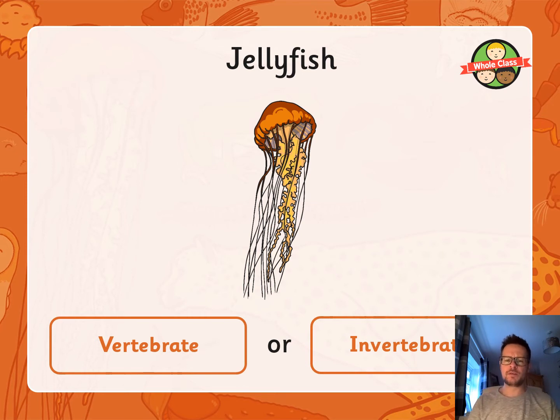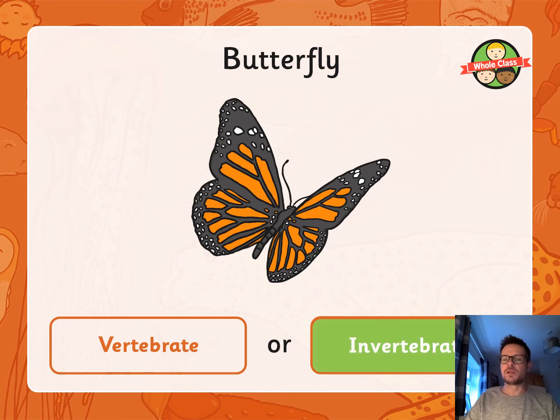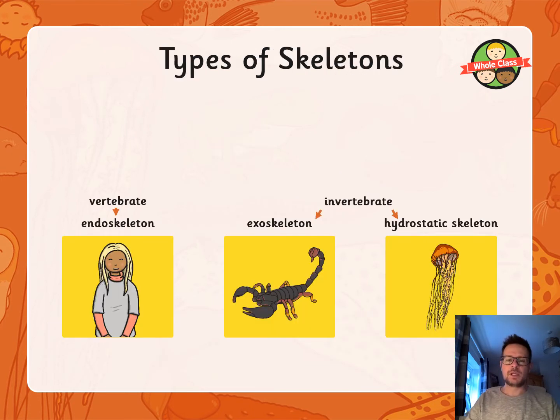Jellyfish, vertebrate or invertebrate? I think this one is pretty easy. I'm going to say an invertebrate. Correct. And the last one, a butterfly, vertebrate or invertebrate? Now it may look like a butterfly has a spine or a backbone. It has this long, thin body part, but I do have a degree in zoology, so I do know that butterflies are invertebrates. How many did you get right? Count them up and let me know.